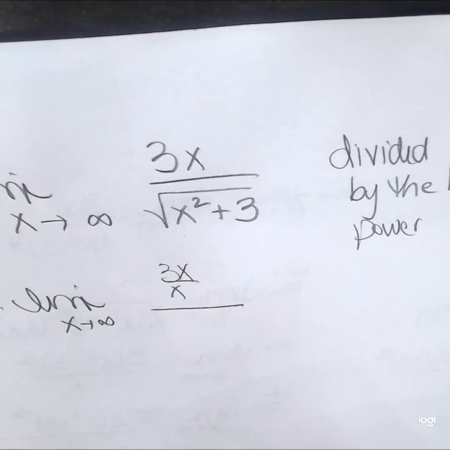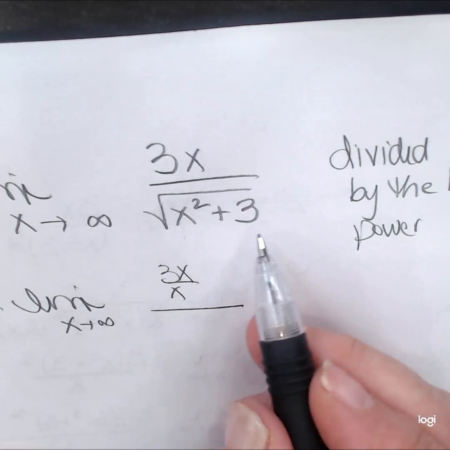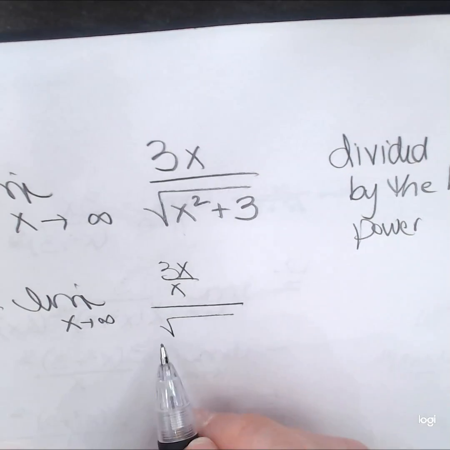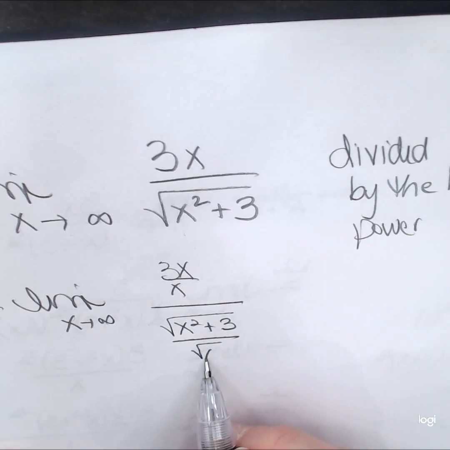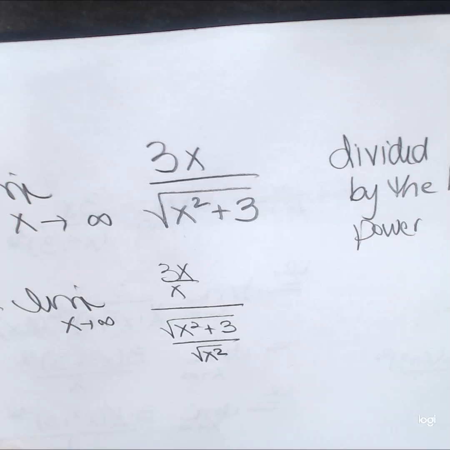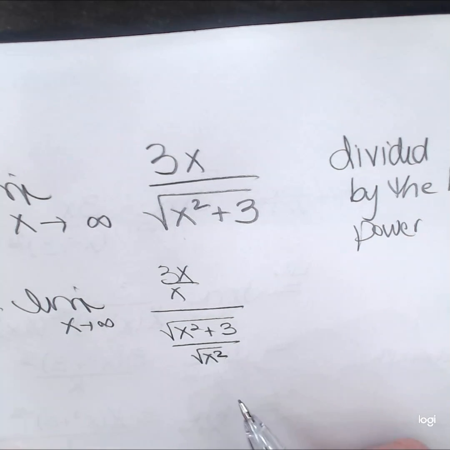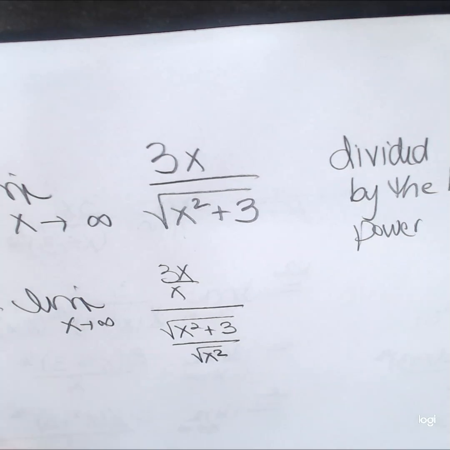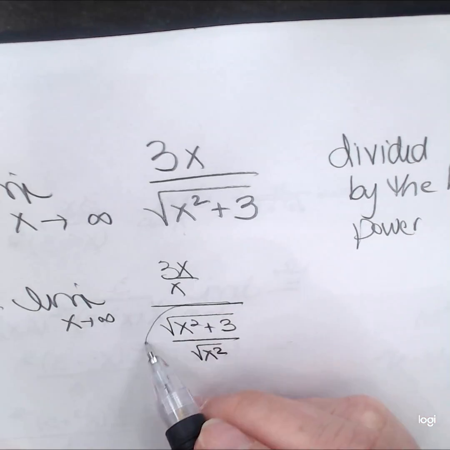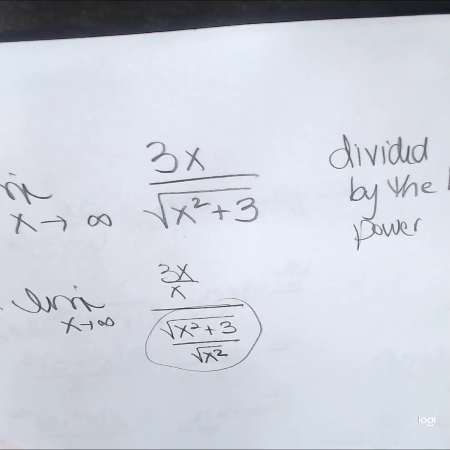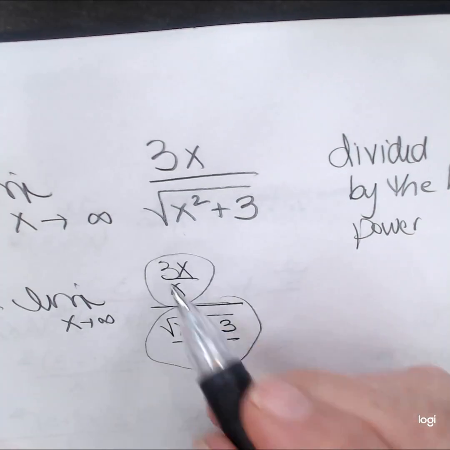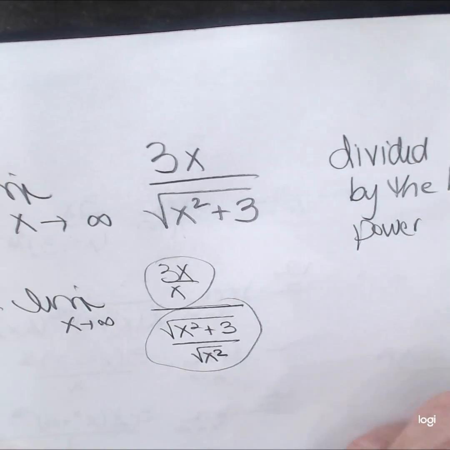That's dividing the top term by x. But when I divide this bottom term, instead of writing it as an x, I'm going to write it as the square root of x squared. Notice that the square root of x squared is still x. However, I'm going to need to find a way to combine that into some kind of single term.